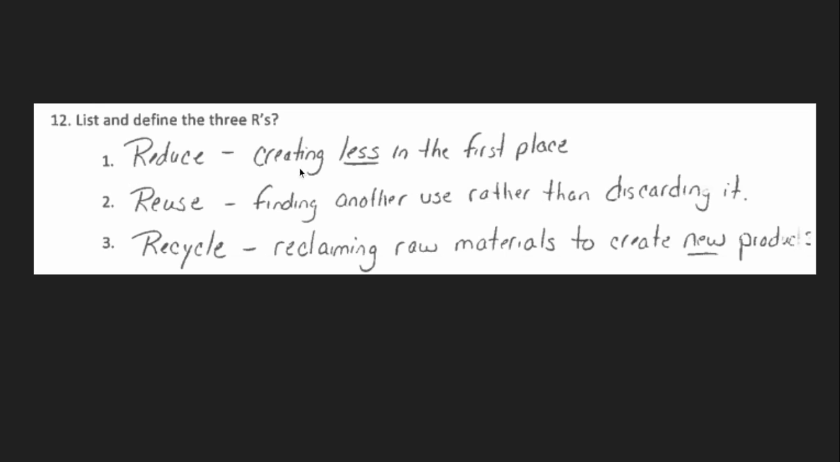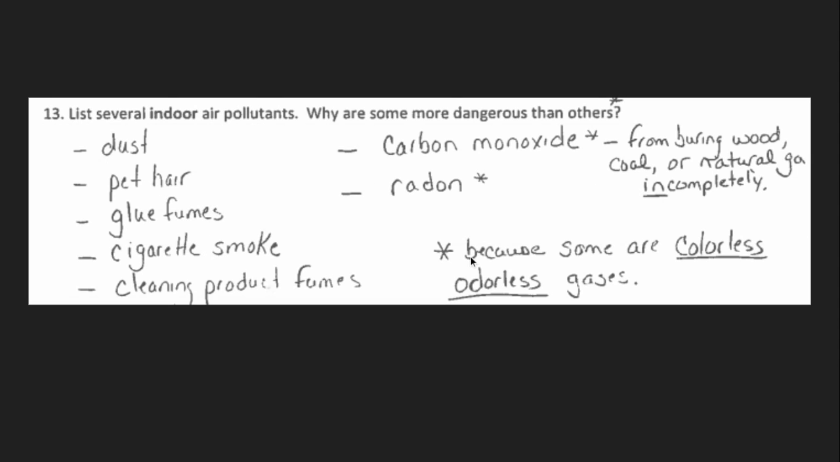List and define the 3 R's. Reduce, reuse, recycle. Reduce creates less in the first place. Reusing finds another use rather than discarding it. And recycle means reclaiming raw materials to create new products. List several indoor air pollutants and why are some more dangerous than others. So dust, pet hair, glue fumes, cigarette smoke, and cleaning product fumes. You can also have carbon monoxide from burning wood, coal, or natural gases, and then radon, which is a colorless, odorless gas. That one seems really dangerous.